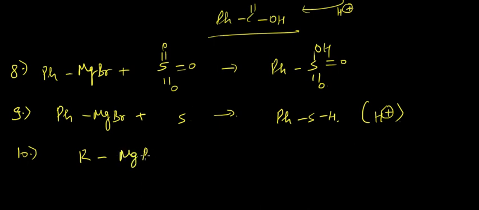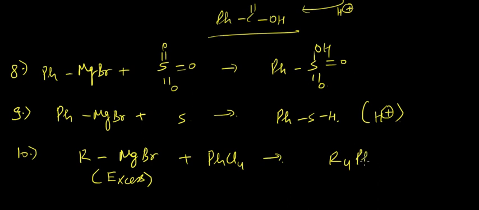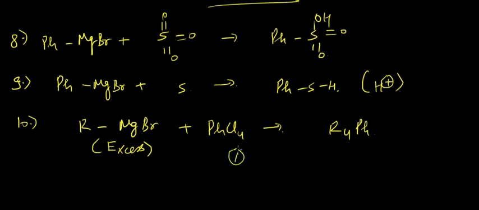Okay, so RMgBr, let's suppose this is in excess, and we are reacting it with PhCl4. So what would be the product formed? It would be simply R4Ph. What would be the first step? The first step would be PhCl would be released and we would have PhR and Cl3 would be here.